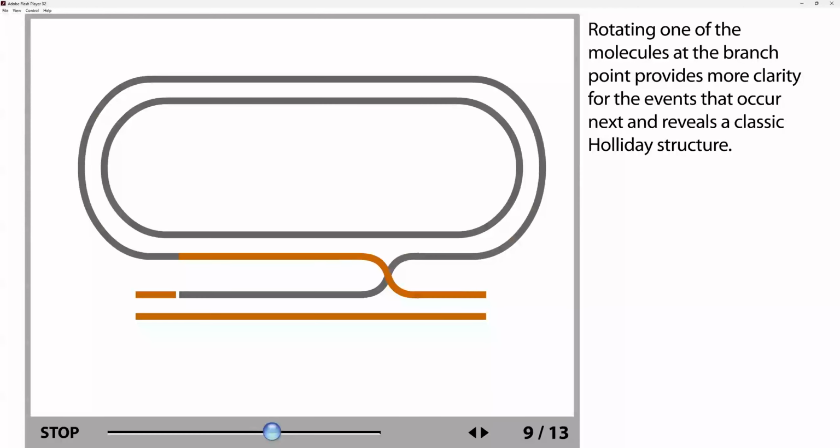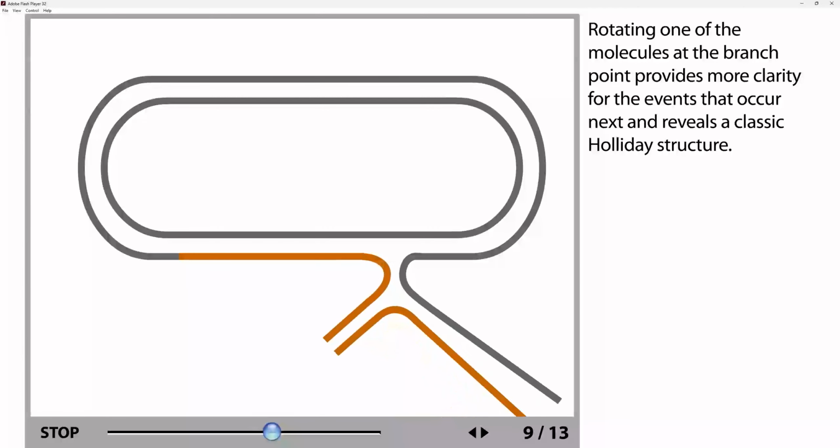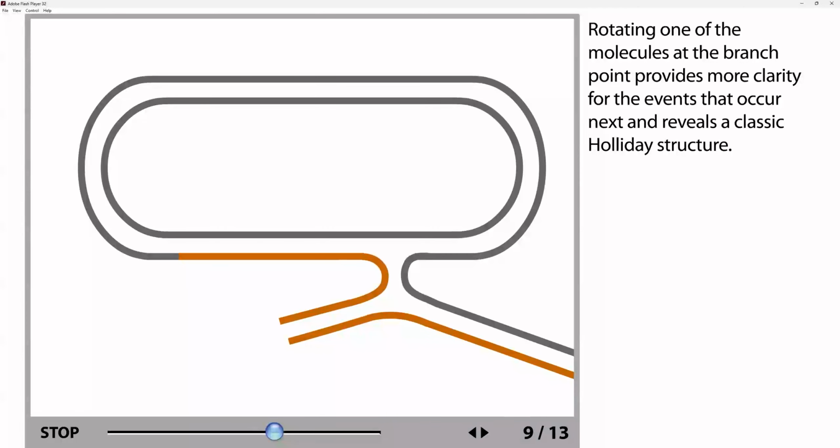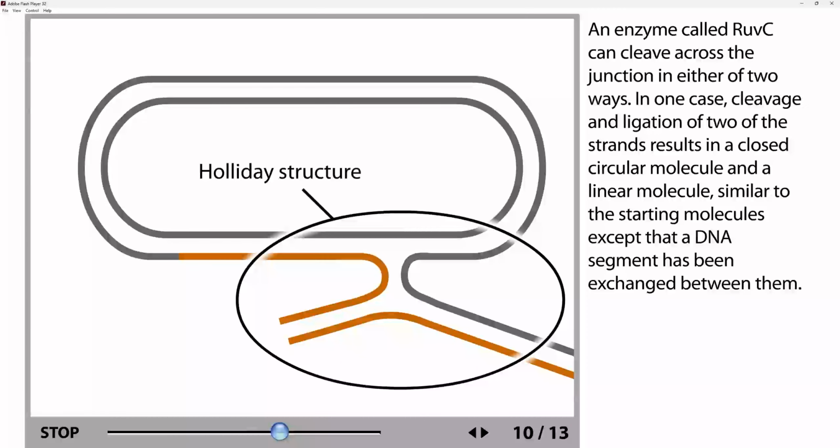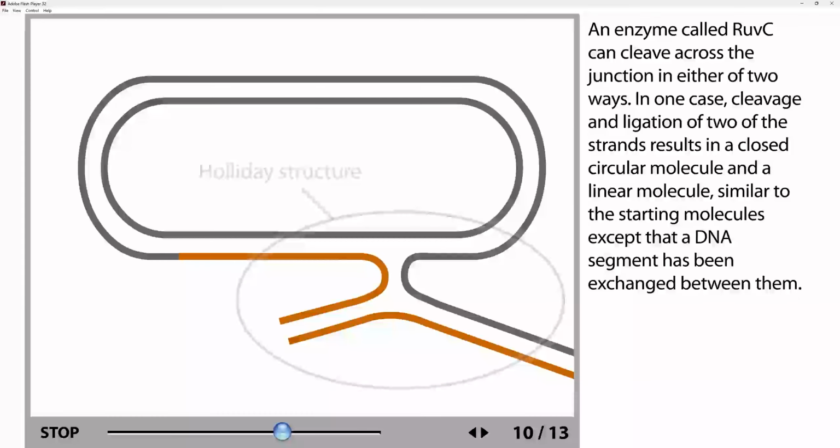Rotating one of the molecules at the branch point provides more clarity for the events that occur next and reveals a classic Holliday structure. An enzyme called RuvC can cleave across the junction in either of two ways. In one case, cleavage and ligation of two of the strands results in a closed circular molecule and a linear molecule, similar to the starting molecules, except that a DNA segment has been exchanged between them.